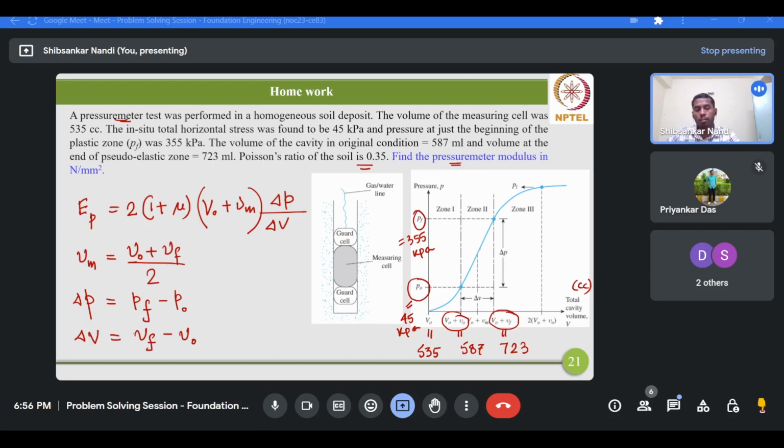for this zone. So this is delta P and this is delta V. And this is the average one, V0 plus small v0 plus small vf by 2. Now if you substitute these values in this expression, you should get the pressuremeter modulus. Again, this expression is given by Menard, and this modulus is also known as Menard's modulus, and this is based on the theory of expansion of an infinitely thick cylinder. Those who are interested, please go through them.